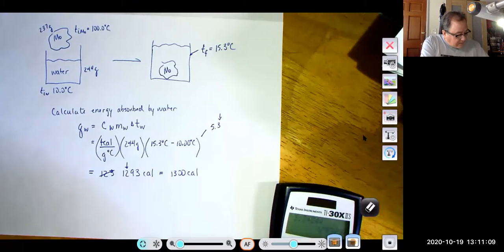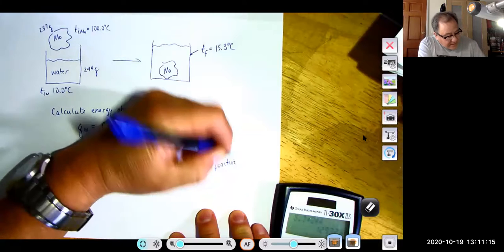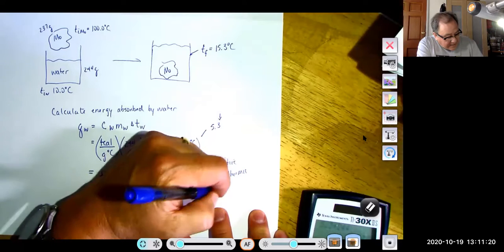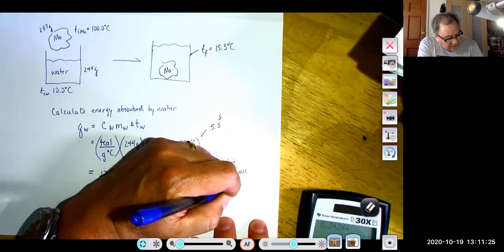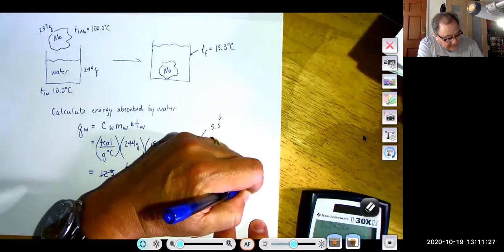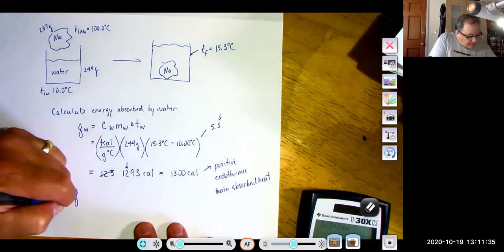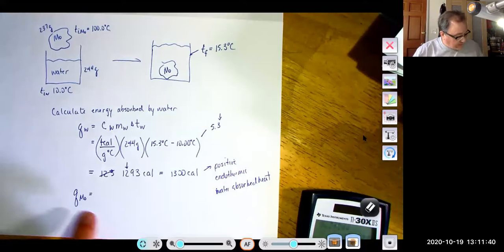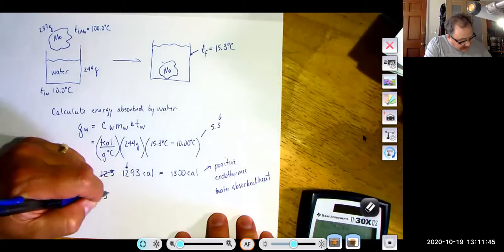Now, this is positive. So that means that this is endothermic, and the water absorbed heat. Now, what about the Q of the molybdenum? Well, where did that heat come from to heat up the water? It came from the molybdenum. So the molybdenum is also going to be 1,300 calories.